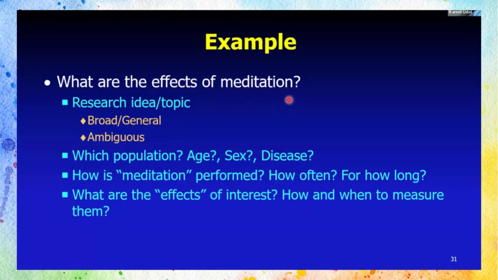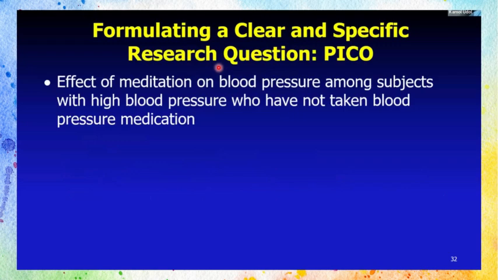So you begin with reviewing your literature. You go to the literature, you will obtain knowledge about types of meditation, the previous knowledge about effects of meditation on human beings in many aspects. And then you refine your question. You might come up with this one: effect of meditation on blood pressure among subjects with high blood pressure who have not taken blood pressure medication.